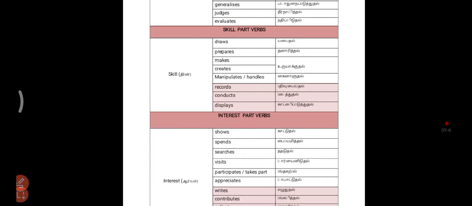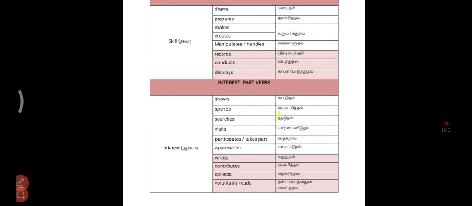The next verbs are used for skills. The skill verbs are draws, prepares, marks, creates, manipulates, records, conducts, displays. One example is matching on the board in the lesson plan, topping the explanations. These are the skills. The next one is interest.